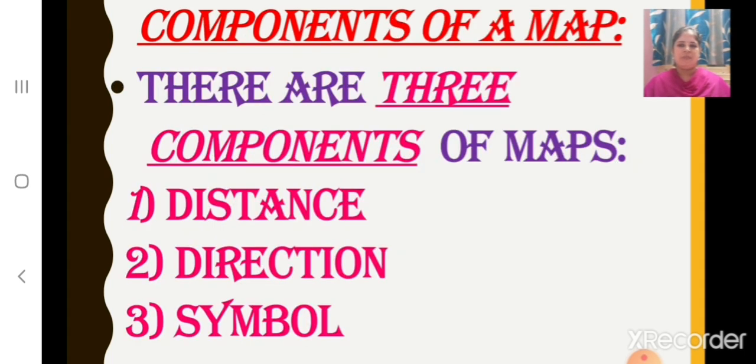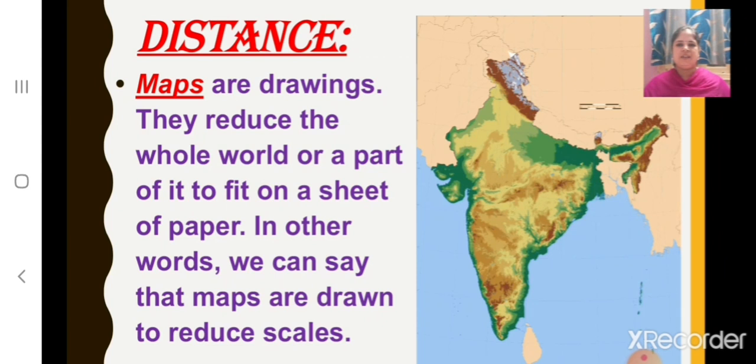Components of map. How many components of maps are there, children? There are 3 components of maps. What are they? Distance, direction and symbol. Now children, let us revise the first component of map. Let us define and discuss distance as a component of map.